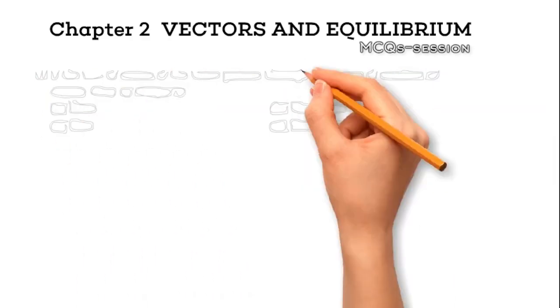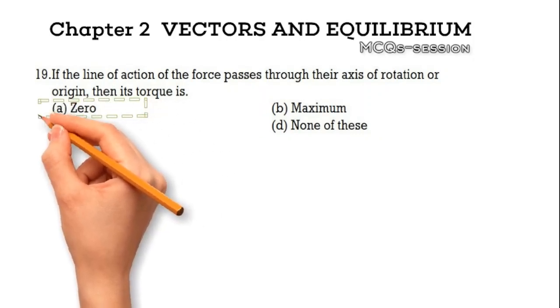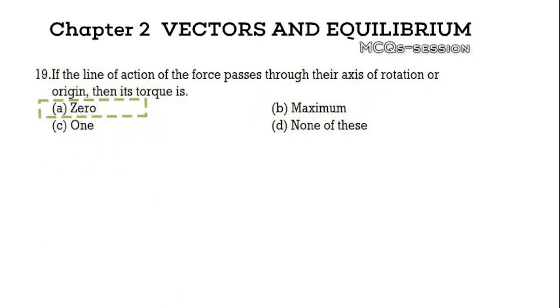Question 19. If the line of action of the force passes through the axis of rotation or origin, then its torque is? Options: A, 0, B, maximum, C, 1, D, none of these. Pause and guess the correct answer. The correct answer is A, 0. Explanation. When a force acts along the axis of rotation, it has no perpendicular distance to the axis, resulting in 0 torque.